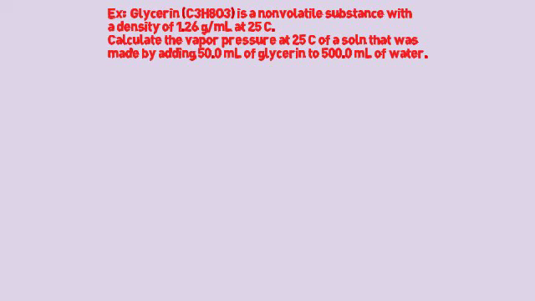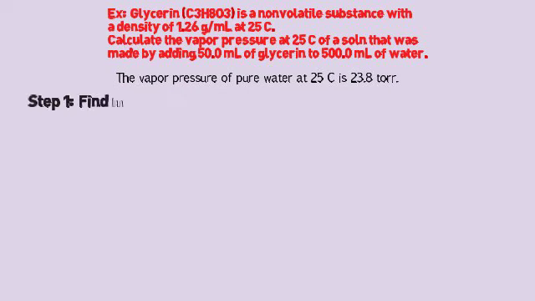So you may just stop now and try it yourself. You probably need to know the vapor pressure of pure water at 25 degrees Celsius is 23.8 torr. I'm going to break this up into steps. You can pause and try it. Otherwise, you can stop after each step. So for step 1, you would have to find the moles for glycerin and water. You can stop or continue.